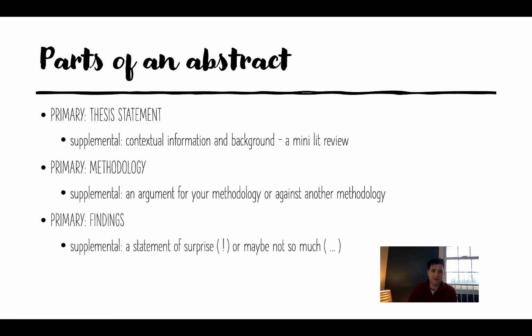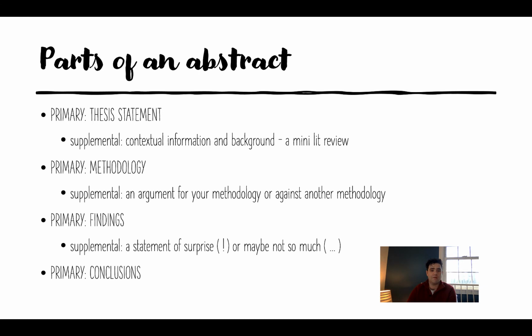And then finally, the final two primaries. First is findings. Your findings are what you discovered. What were the results of your thesis statement and your methodology? And supplemental to that, you might have a statement of surprise, or maybe not so much. We were surprised to find X, or it turned out our findings were quite in line with previous studies. Neither of those is better than the other. That's good science, right? The science should just be telling us what you found. How does that fit into work that's come before?